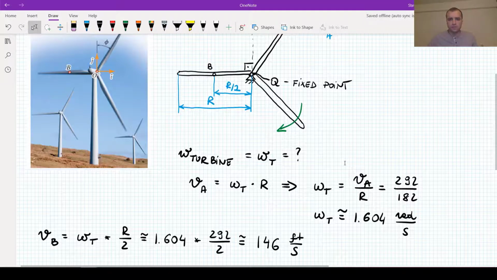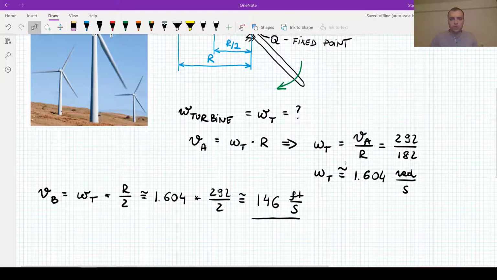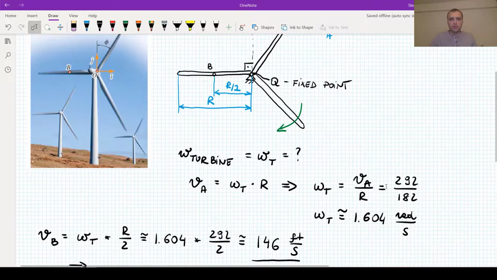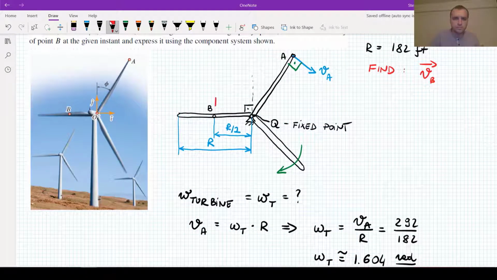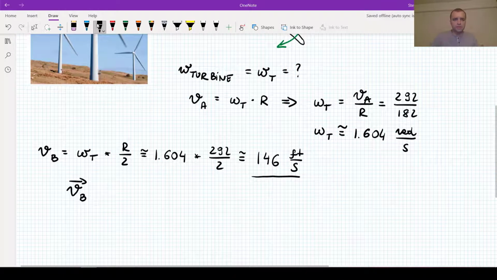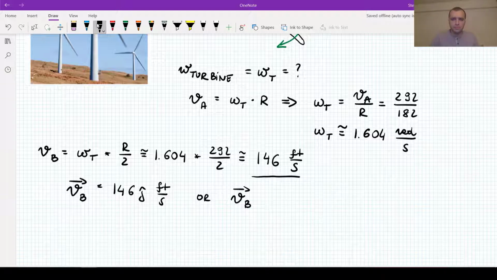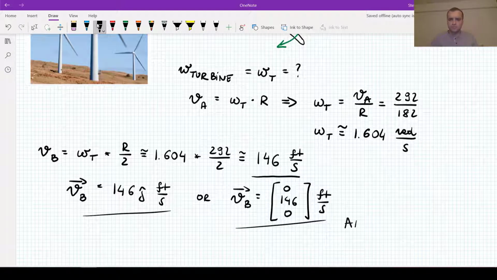So this is magnitude of VB. Now the question is, what is VB vector-wise? I think that based on the picture, we can clearly see that VB will be pointing this way. So our VB is exactly 146 j feet per second, or if you prefer the other notation, you can write VB is equal to [0, 146, 0] feet per second. This is the answer. And this is the end of problem number 1.